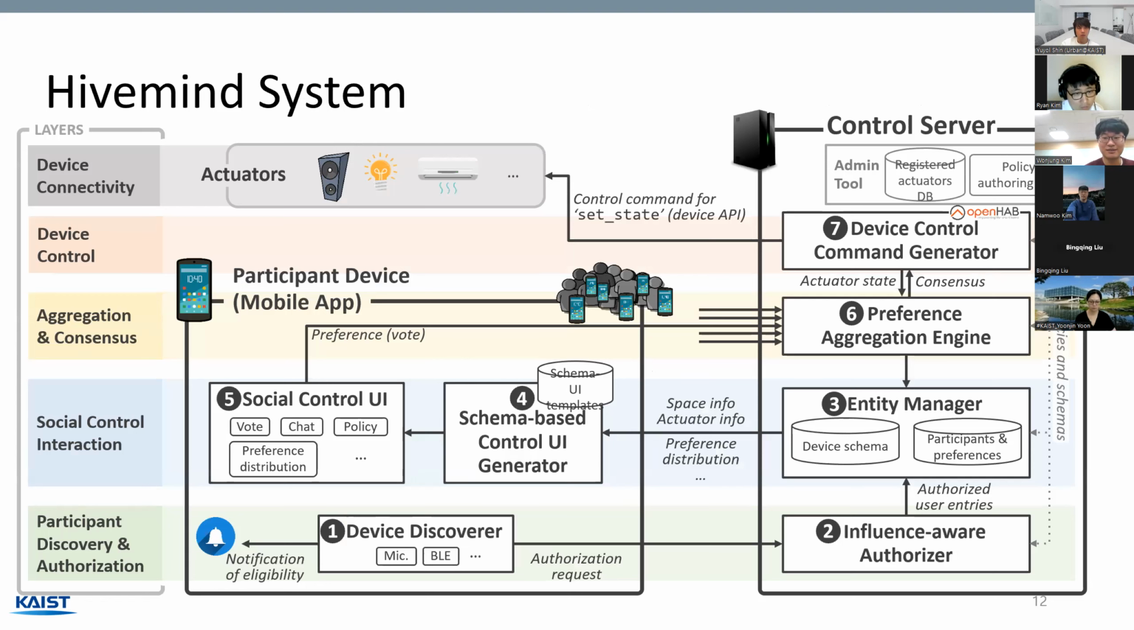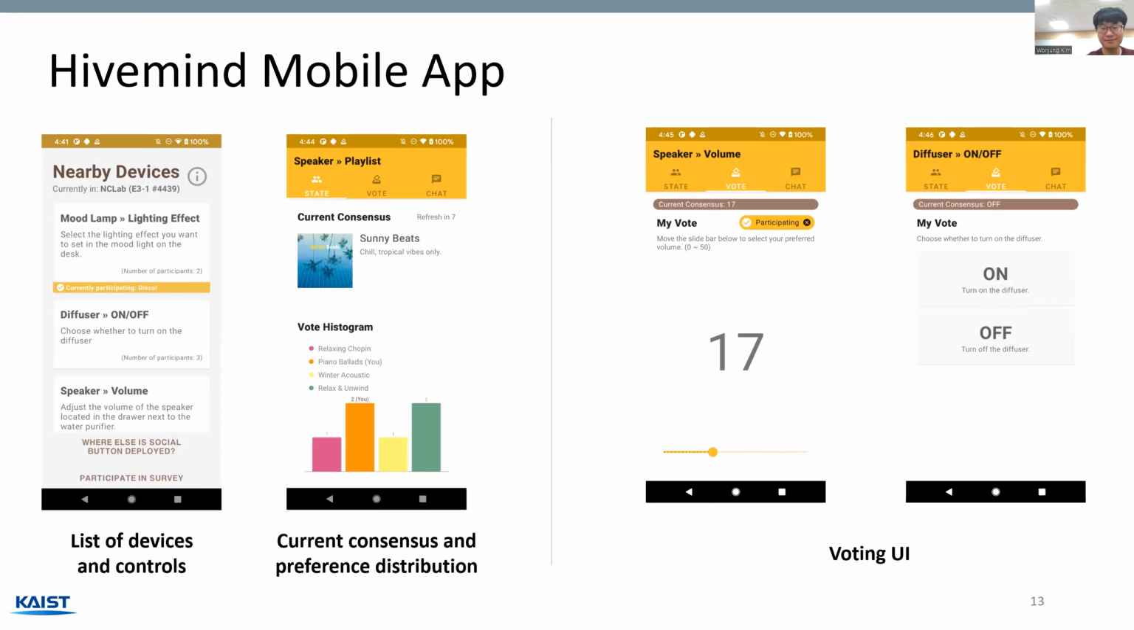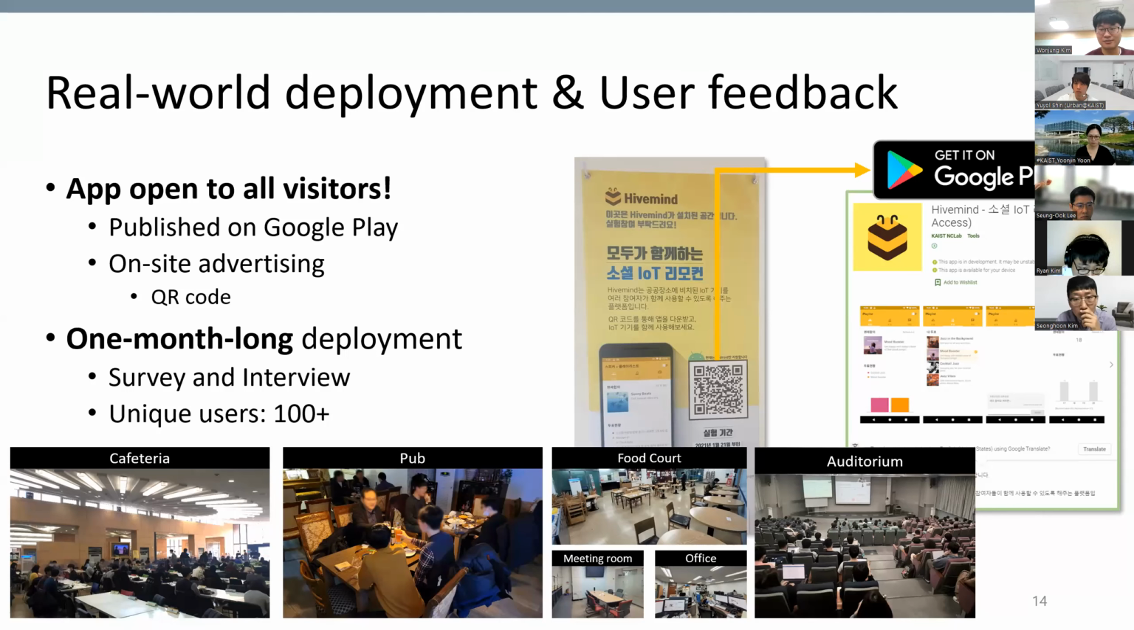Our HiveMind system is organized following the 5-layered architecture, and we'll skip the details here. We also made a mobile app for HiveMind, and these are example screenshots of the app. We deployed HiveMind to many real-world public spaces: cafeteria, pub, food court, lounge, office, and also the auditorium in KAIST. We installed 6 types of actual devices: TV, speaker, heater, diffuser, mood light, and microphone. We deployed HiveMind for a month and also conducted a survey and interview with the visitors.